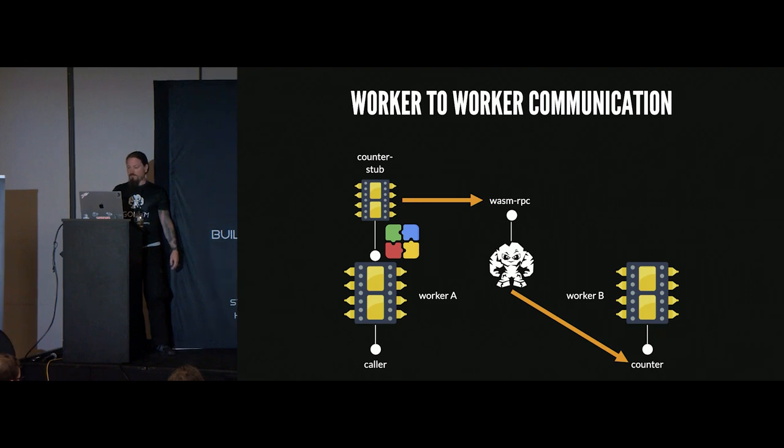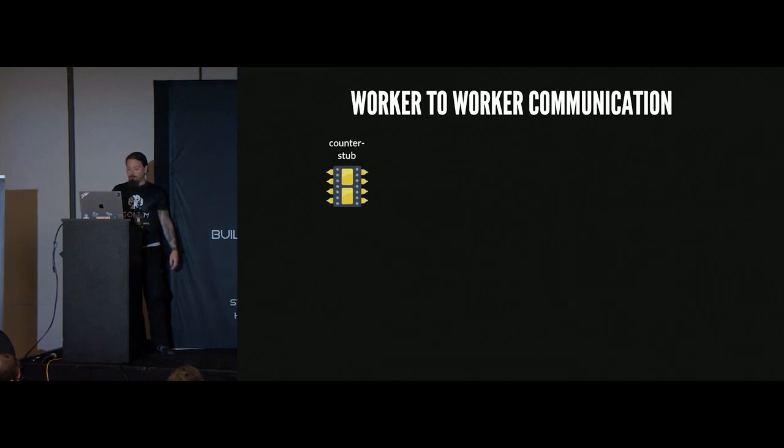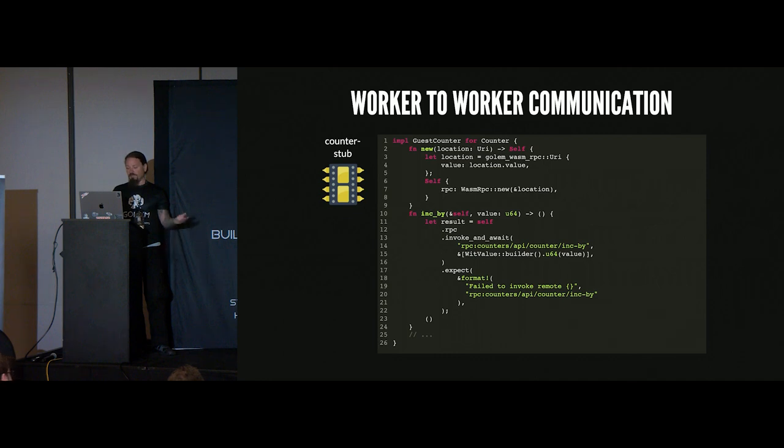How would this counter stub component look like? If it's implemented in Rust, it will be something like this. It has this constructor that takes the location URI and just delegates by constructing a WASM RPC resource with the same location. And then it has an implementation of each exported function, for example, increment by, and just delegates the call to this invoke and await thing, which takes the function name as a string, and you have to encode the values with this WIT value thing.